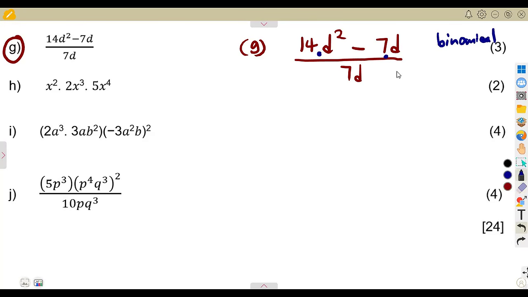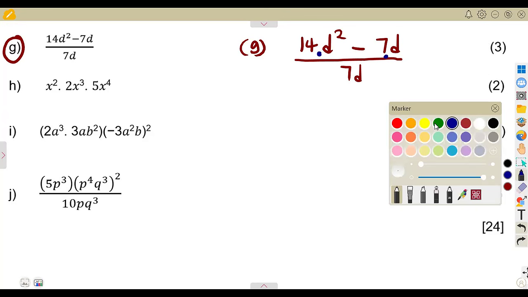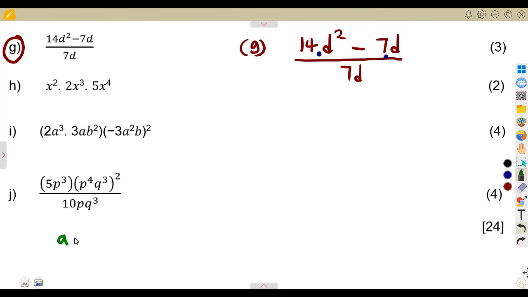Binomial like this. Okay, so we are talking about two terms. Then on this one, it's a single term. That's a monomial. That's a single term. So whenever you have this type of question, when there are two terms like this and one term, you can separate them. I want you to learn this: (A plus B) over C like this.